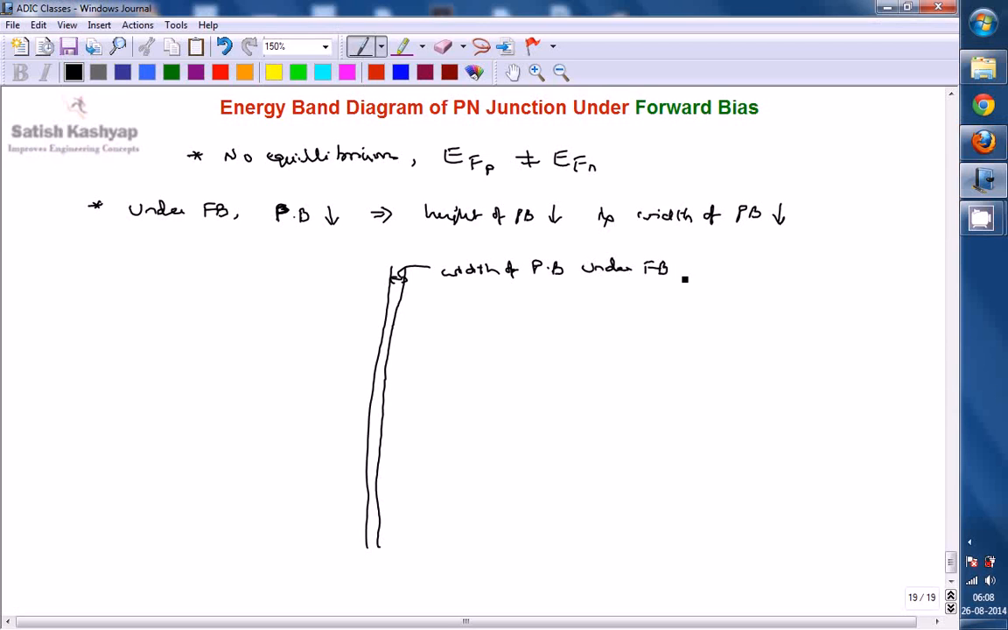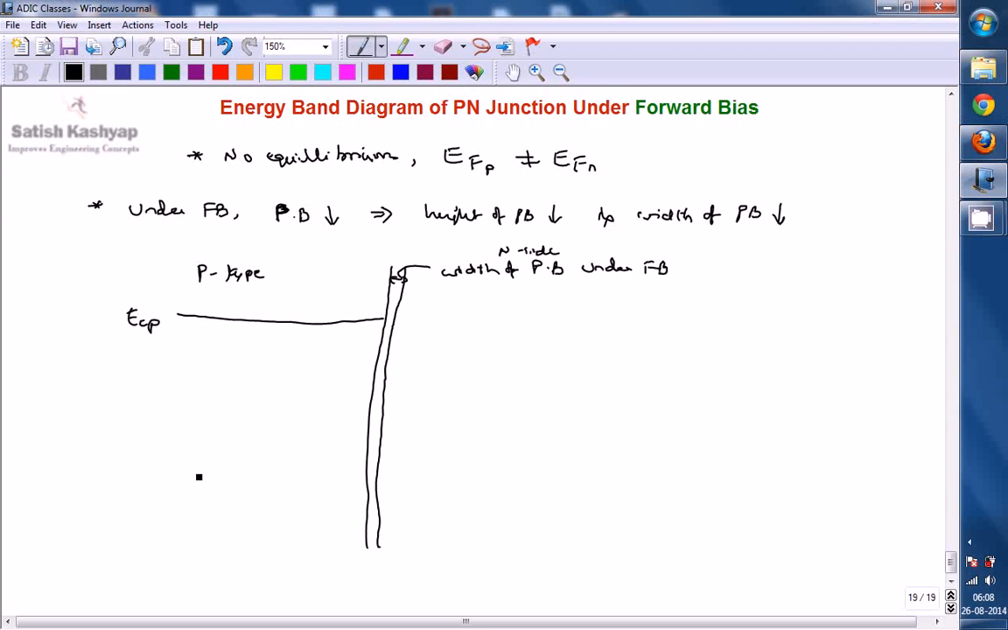Now, this is the width of potential barrier. The left of this is nothing but P side, and the right of this is nothing but N side. So it's a PN junction. Now we know that for P type, the energy band, the conduction band, let us say it is ECP.